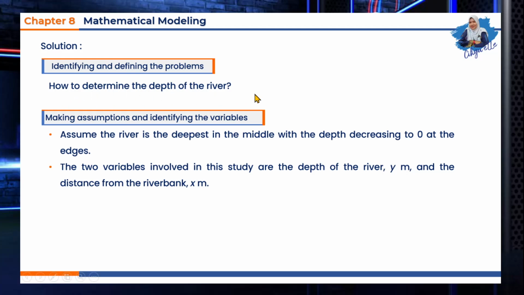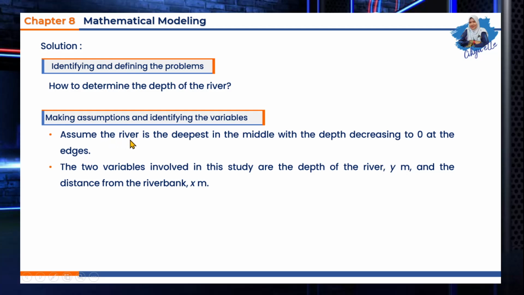You can give other ways of how you identify the problem. This is just an example. You can give more details about the problem. The second step is making assumptions and identifying the variables. So make a simple assumption.